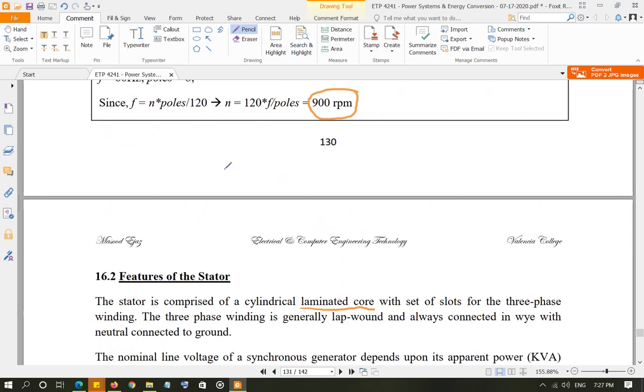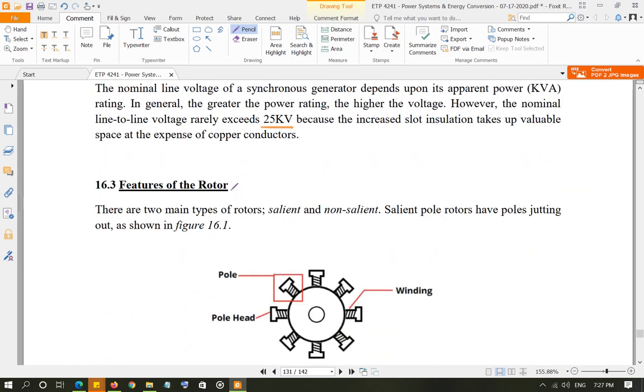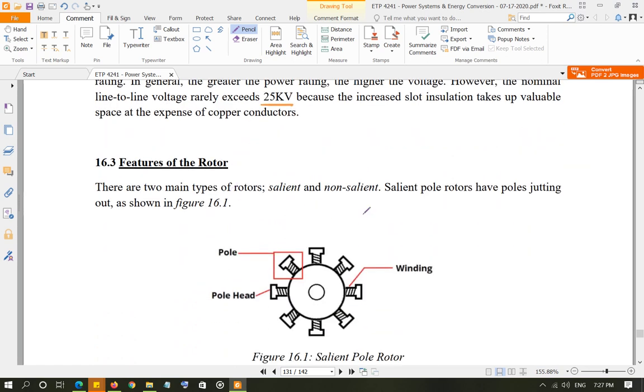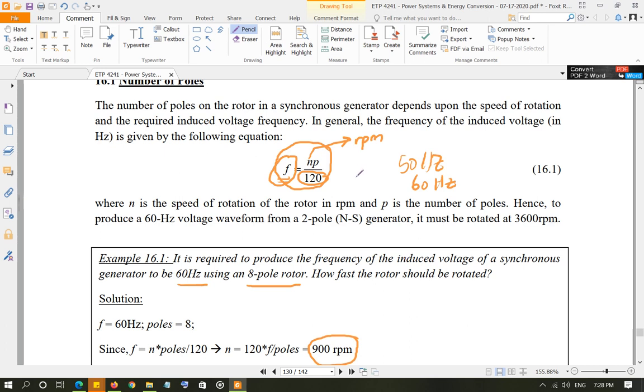So there are 2 types of rotors that are used for different power generation plants. Those rotors are salient pole rotors and non-salient pole rotors. So this is a salient pole rotor. That is, the poles are jutting out of the rotor. And you can have many poles in this salient pole rotor because they are not connected with each other. The poles are jutting out, so you can have many poles. Now, if you have many poles, that means to produce 60 Hertz, your speed has to be low, right? Because N times P is going to be constant.